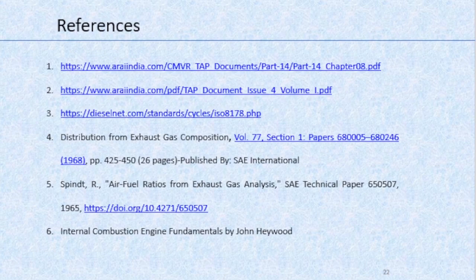So here are some of the references which have been utilized and read through towards preparing the above content.